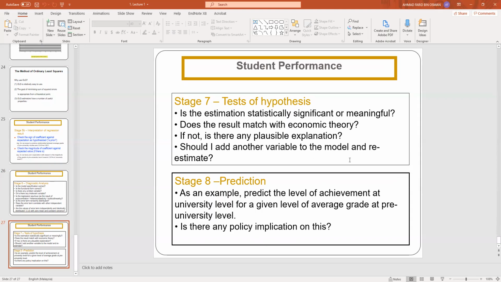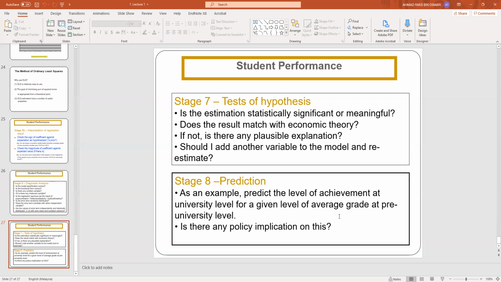And then the last one, stage 8, is to perform prediction. So you can use the model to do prediction. For a given value of x, what is the prediction for the value of y? An example: predict the level of achievement at university level for a given level of average grade at pre-university level. And then from there, you can answer the question, is there any policy implication on this?